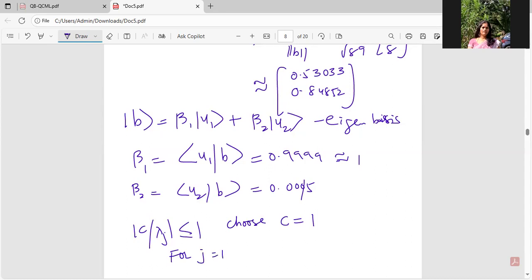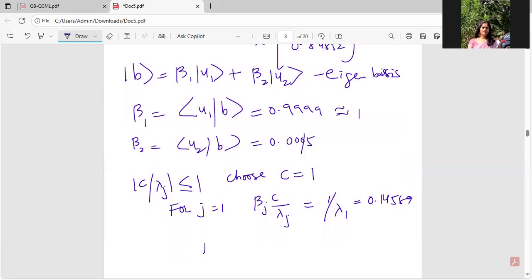As I've written previously, what I will be getting would be beta J C by lambda J. For J equal to 1, it would be nothing but 1 by lambda 1, which is 0.14589. And for J equal to 2, 1 by lambda 2 would be 6.854. So you may think, what exactly, ma'am, are you trying to do?